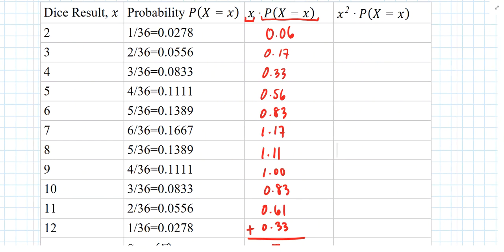Take a moment to compute the last column of our table by first squaring the value from the first column, then multiplying by the corresponding value from the second column. Again, for simplicity, round your answers to 2 decimal places. Pause the video now and resume playback in a moment to check your work.